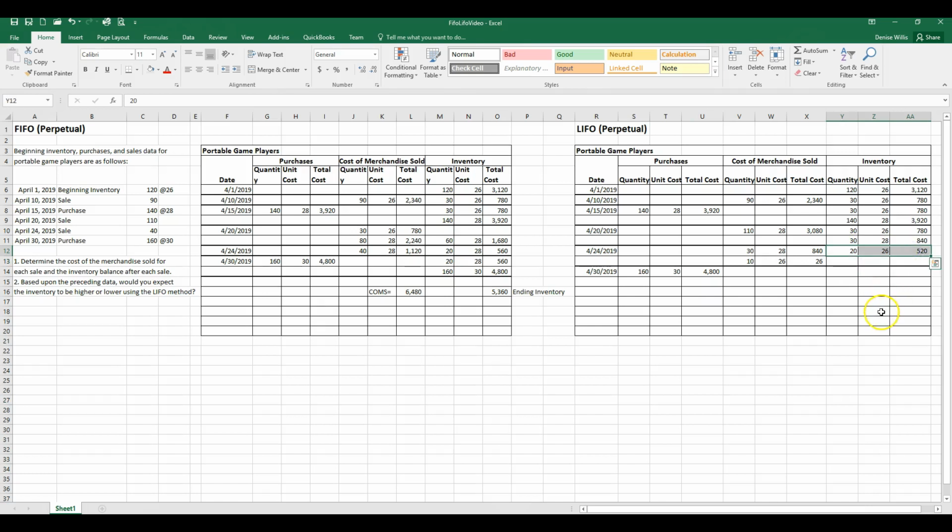We still have these items right here, so let's bring them down to show we still have them. And now we're going to add that in. Okay, so we're going to add 160 at 30, which gives us, oops, I already had that in place, the 4,800.